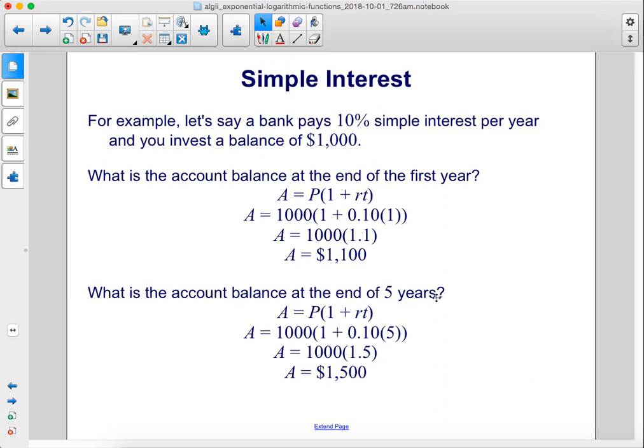$1,100. What is the account balance at the end of 5 years? All right, so instead of 1 here, we're going to put in 5, but the principal amount remains the same at $1,000, and the rate is also the same at 0.1. We calculate that the account balance will be $1,500.